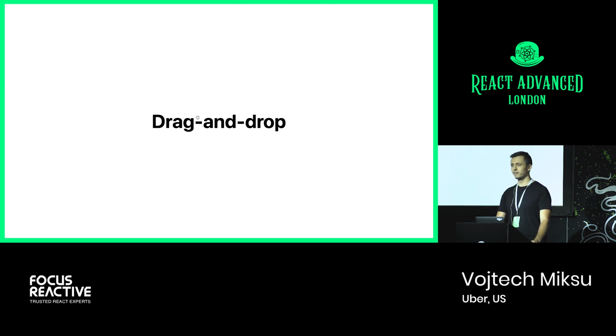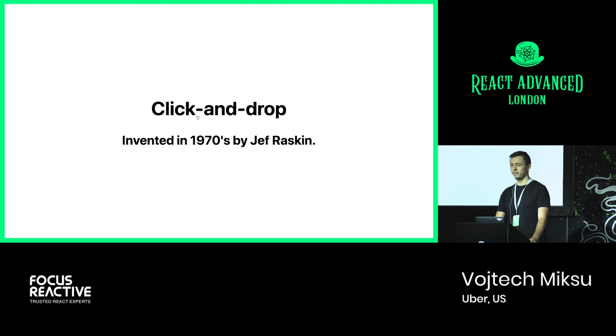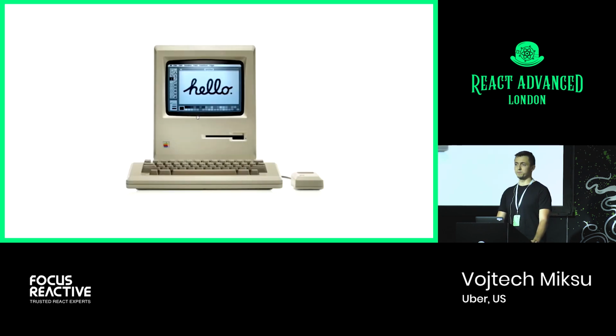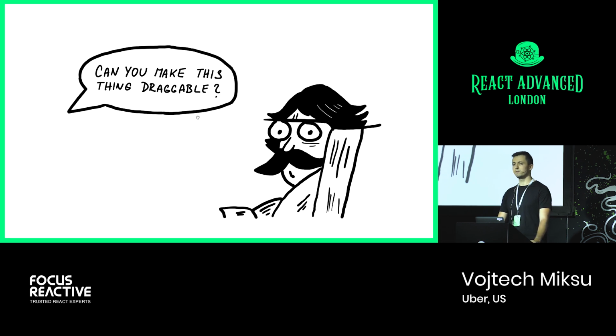But back to drag and drop. Does anybody know when it was first introduced? Like, any guesses? How many years ago? It's very old. It was created by Jeff Raskin in 1970s, and it was called click and drop. If you never heard this name before, it's the leader behind the Macintosh project. So drag and drop is as old as first graphical user interfaces. It's 2019. How come that making things draggable on web is still so painful?